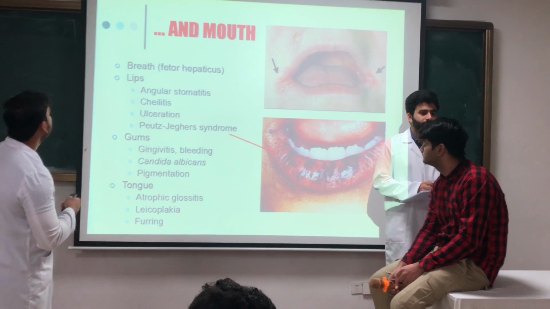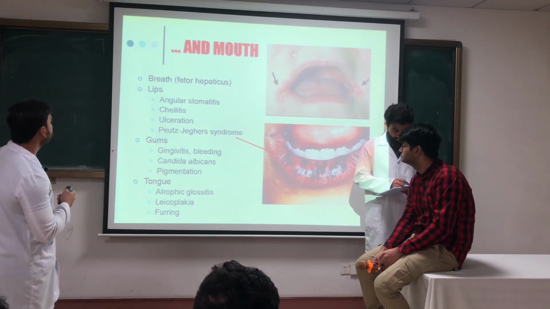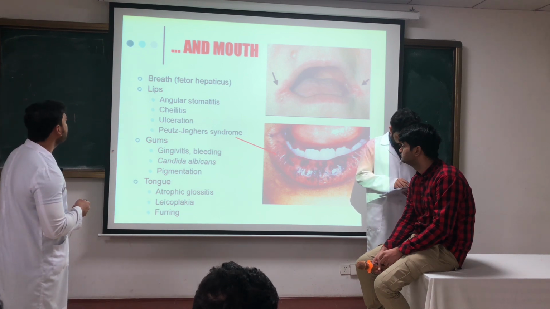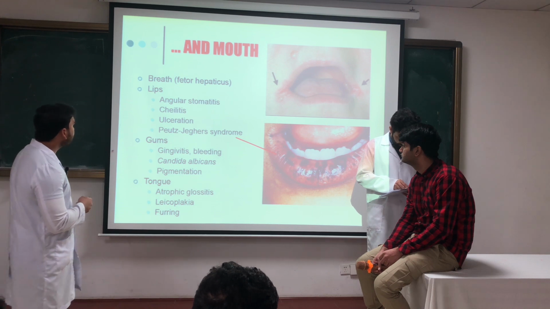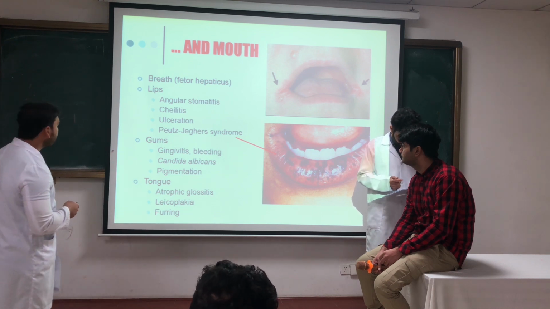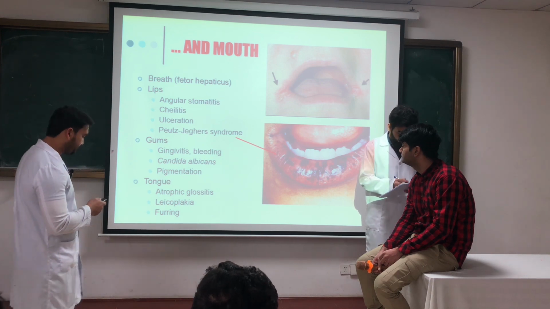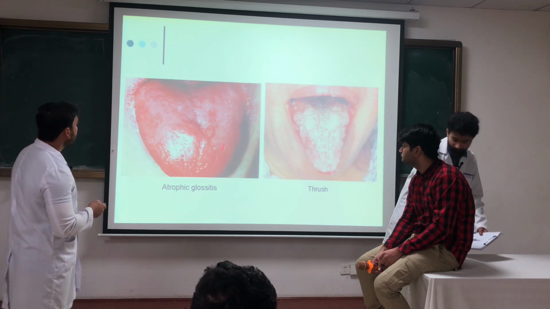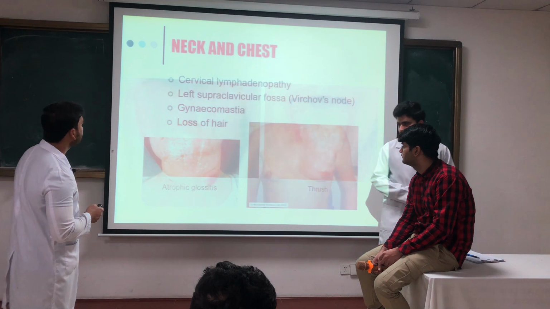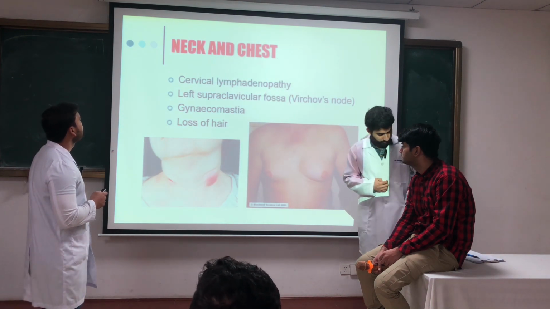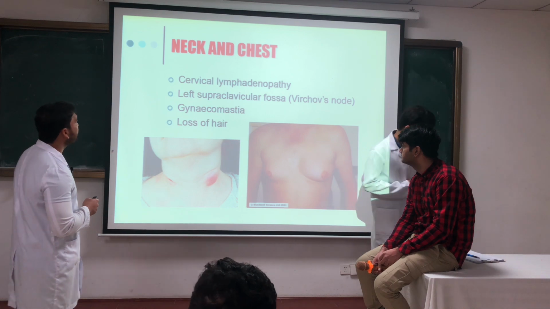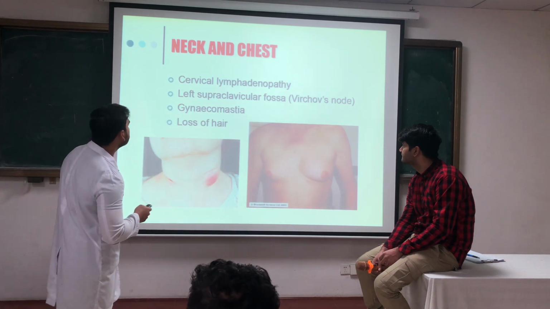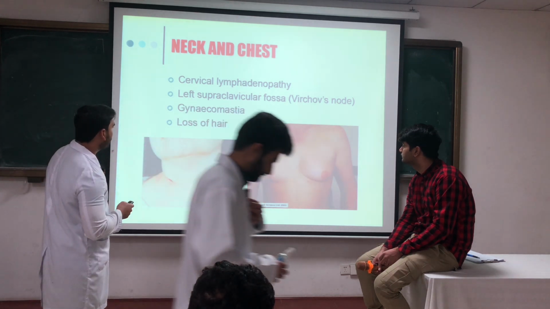When we examine the mouth, we will smell the breath, and we will see lips, gums, and tongue. In lips, angular stomatitis, cheilitis, ulceration, and about gums, gingivitis, bleeding. About tongue, atrophic glossitis, we can see strawberry tongue. Neck and chest. In neck and chest, we will look for cervical lymphadenopathy, left supraclavicular fossa, gynecomastia, loss of hair.